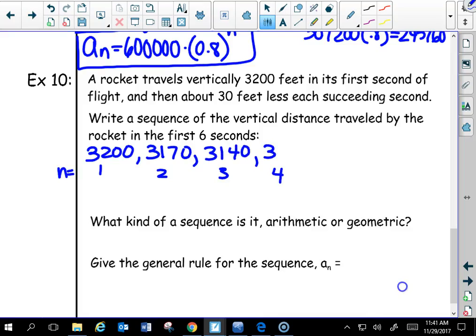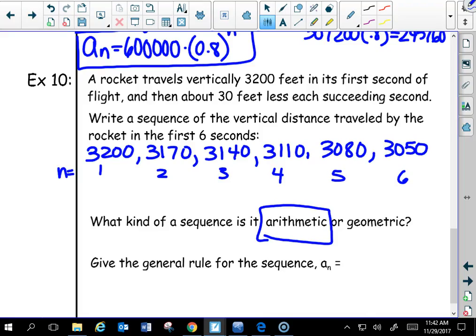For the third term, I'm going to go down 30 feet again. Fourth, go down by 30 feet. And the fifth, so the first 6 seconds: n equals 1, n equals 2, n equals 3, n equals 4, n equals 5. So we go down by another 30. So 3,080, and then n equals 6, 3,050. Okay, what kind of sequence is it? Arithmetic or geometric? Look, it's going down by 30 every time, so that makes it arithmetic.